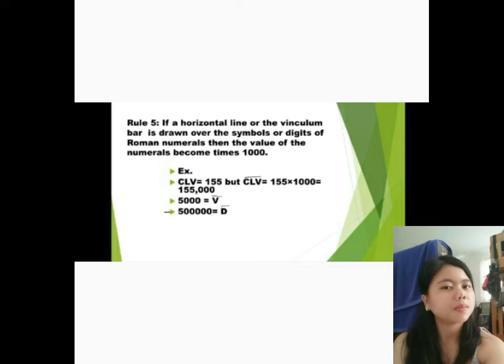Another example, CLV is equal to 155. Since CLV has the horizontal line drawn over the symbols, we will also multiply it by 1000. So 155 times 1000 is equal to 155,000.